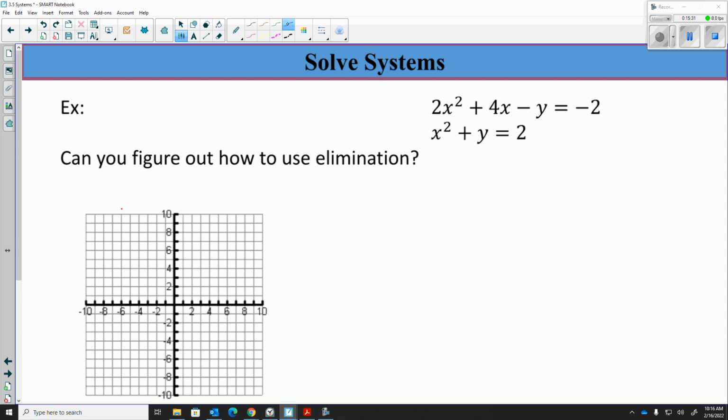This is the system I'm trying to use elimination with. So let's just write the top one. 2x squared plus 4x minus y equals -2. This is the one where I stack them and I'm adding or subtracting them to get stuff to go away.